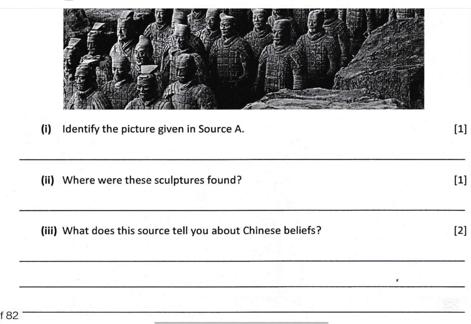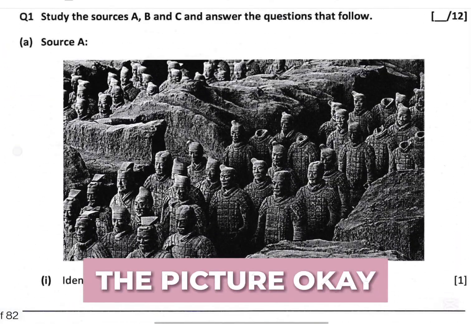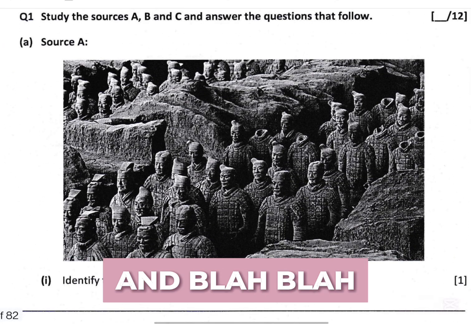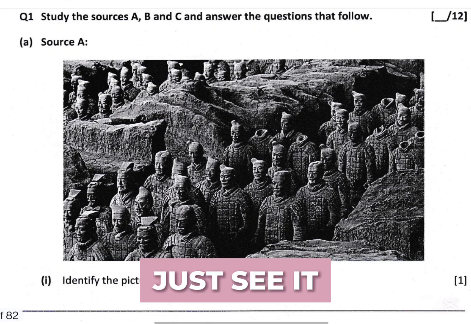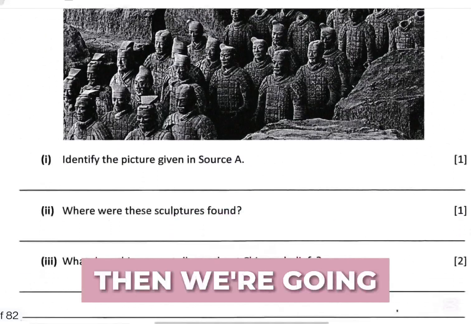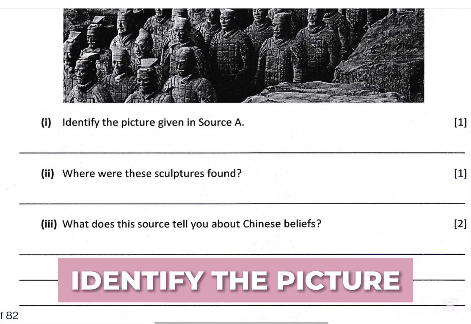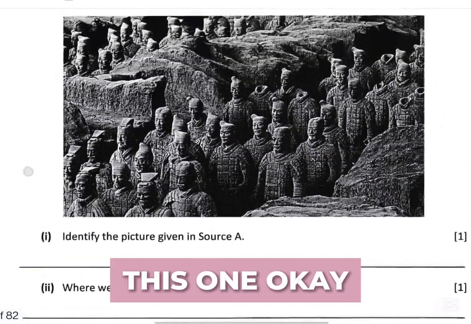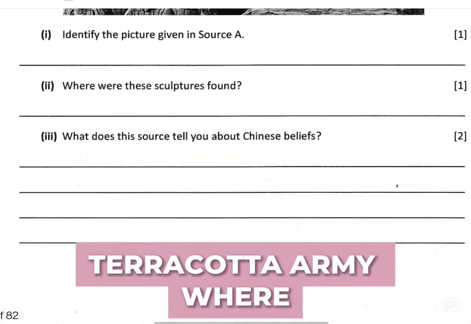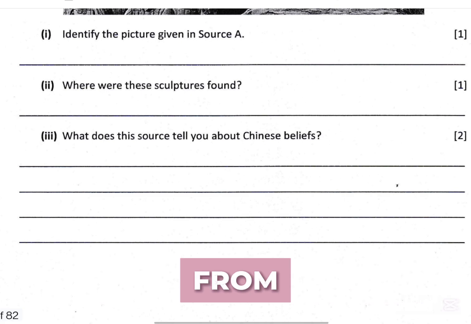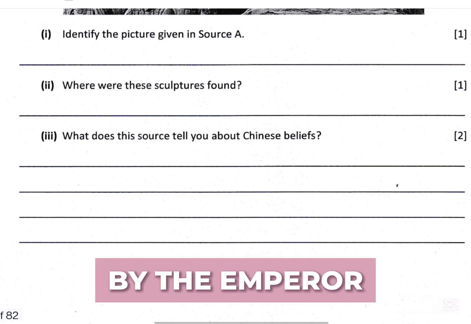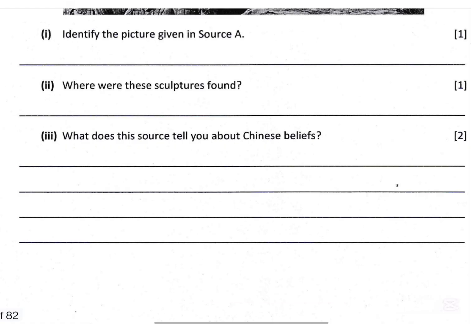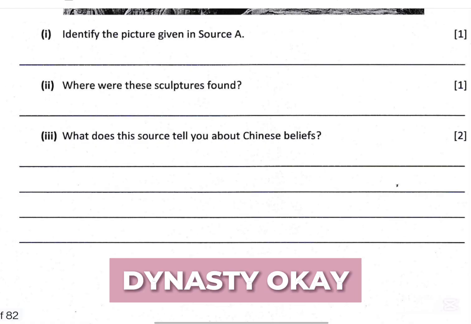Okay, so first we have to understand the picture. You understand all of it, and if you don't understand, just skip it and see it at the end or something like that. Then we're going to answer: identify the picture, giving the source. This one is the terracotta army. Where were these sculptures from? These were founded by the emperor Shi Huangdi of the Qin dynasty.